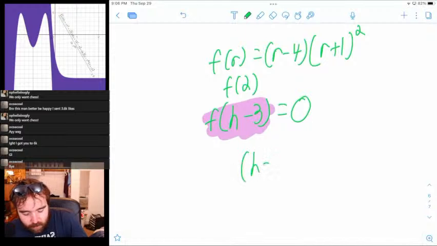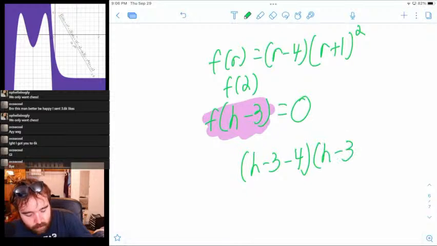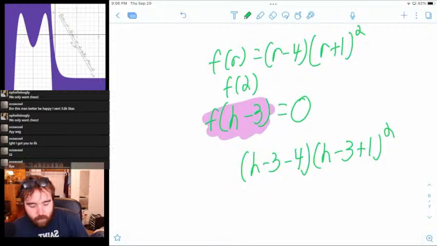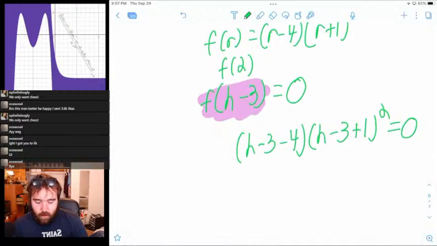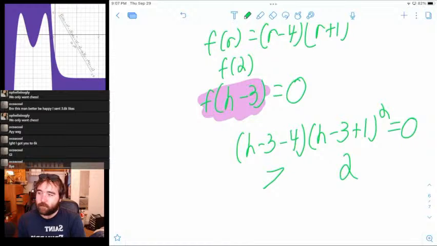We have h minus 3 minus 4, which is h minus 7, times h minus 3 plus 1, squared. And then what does it tell us we get? It tells us when we do that, we should get 0. It should all equal 0. So h is either equal to 7 or 2. Yeah, should be. But it only says it's a grid-in, so it's only for 1.